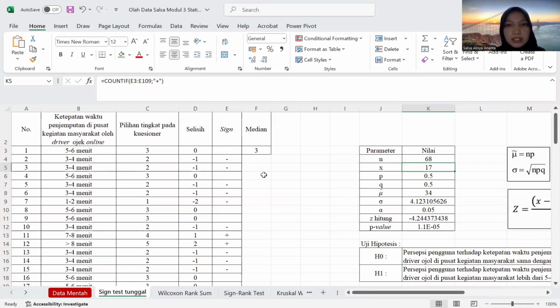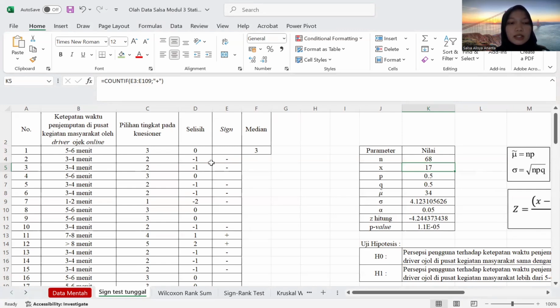My name is Alsalisha Ananta, and on this occasion, I would like to explain about the sign test and the Wilcoxon rank sum test. The first one is the sign test. The sign test is used to test the median of a population or the difference in medians of two paired samples without assuming a particular distribution.